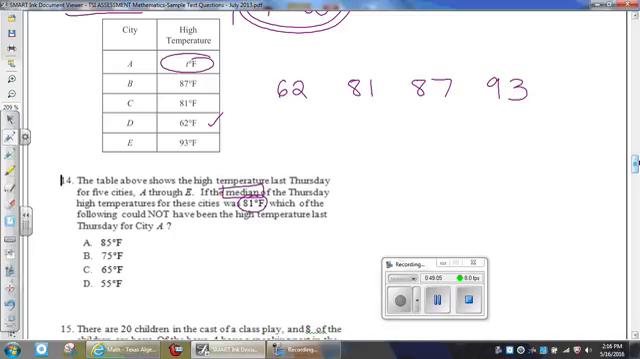But the median, that means that it's in the middle. It's not the average, that's the mean. The mean is the average. That's when you add them and divide by how many you have. And the mode is the one that repeats the most.